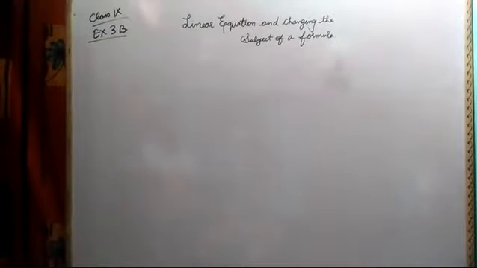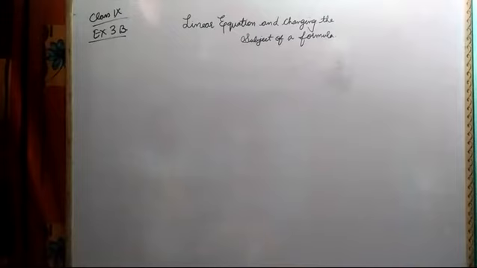Students, in this lecture I will be discussing exercise 3b from the chapter linear equations and changing the subject of formula. I have already discussed exercise A, in which linear equations were given, and I hope all of you have understood what linear equations are and why we call any equation linear. Now here I will be discussing exercise B, in which we have to frame the equation and then form and simplify this and get the answers.